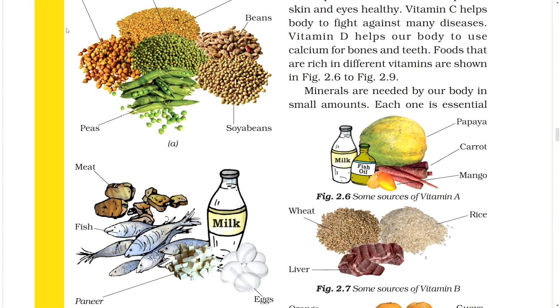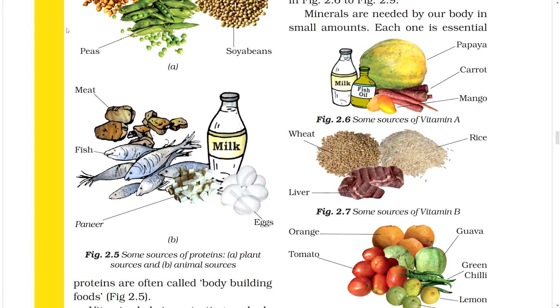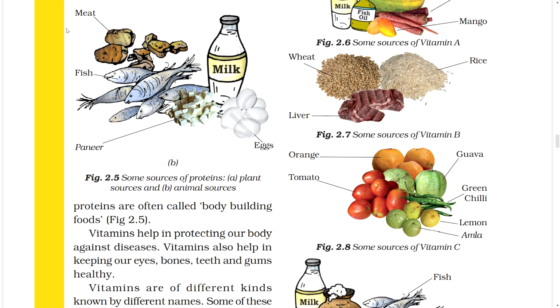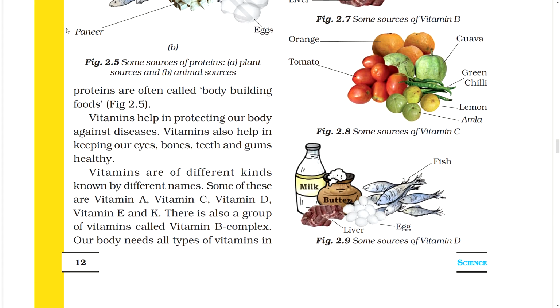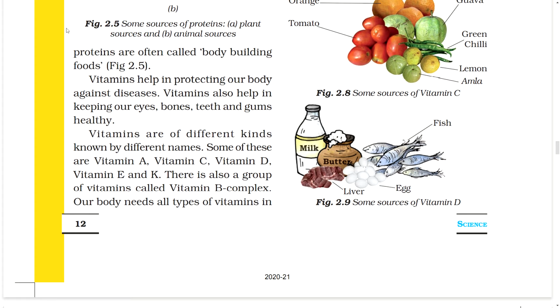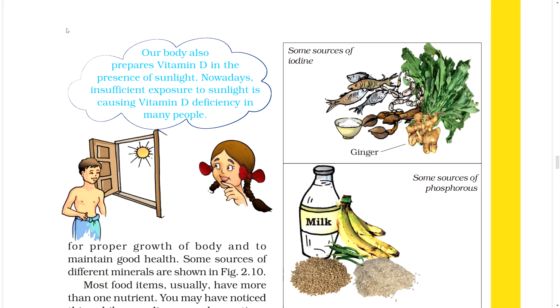Papaya, carrot, mango: some sources of vitamin A. Wheat, rice, liver: some sources of vitamin B. Orange, tomato, guava, green chili, lemon, amla: some sources of vitamin C. Fish, liver, egg: some sources of vitamin D. Our body also prepares vitamin D in the presence of sunlight. Nowadays, insufficient exposure to sunlight is causing vitamin D deficiency in many people.